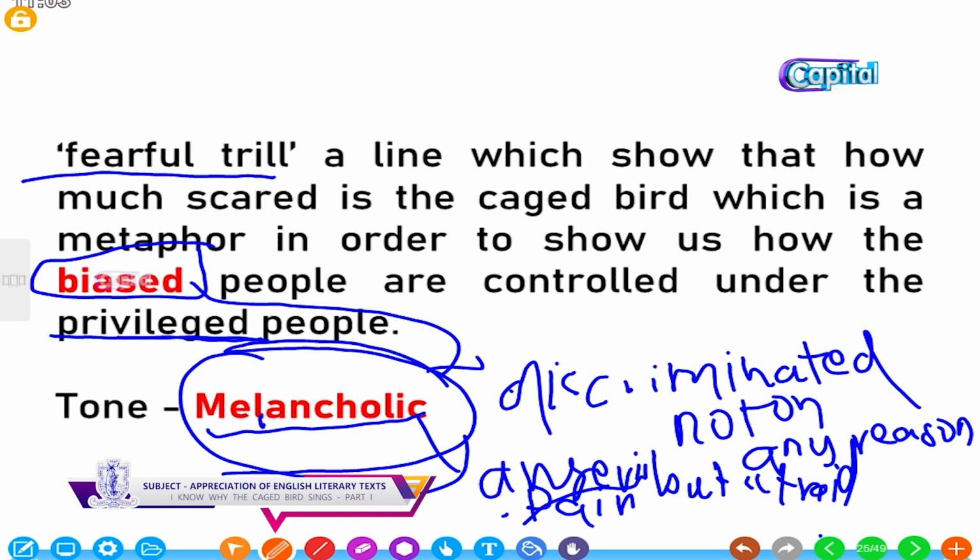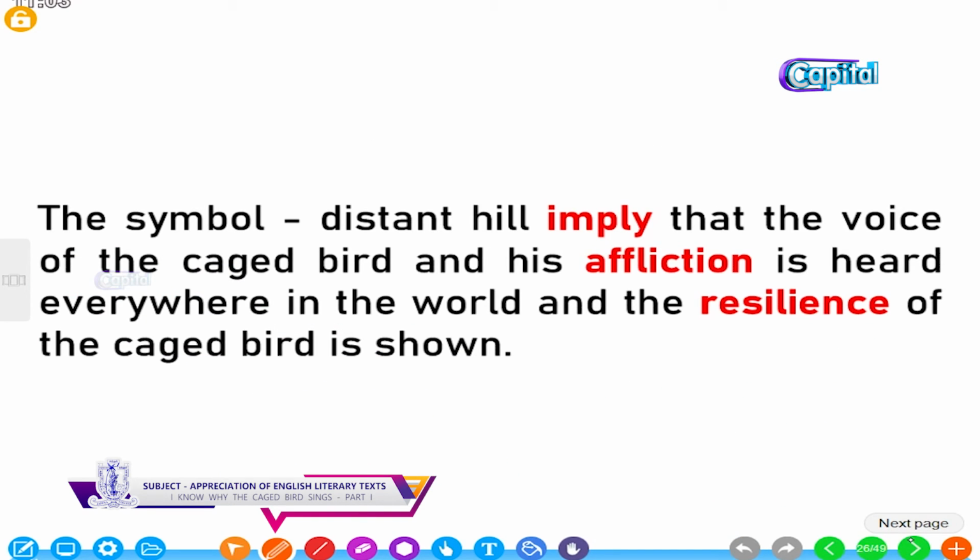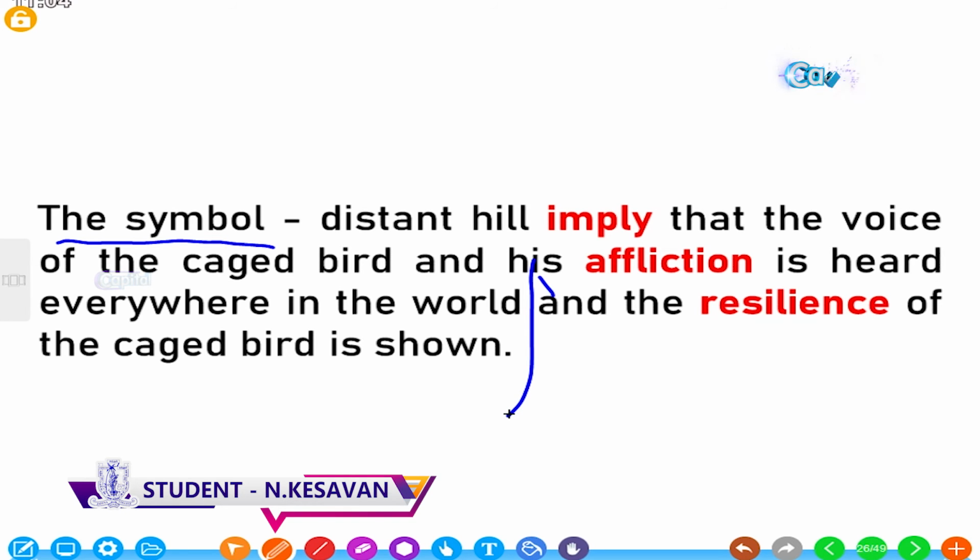So melancholic is the tone that you can refer to in the questions. If there are any lines based on the third stanza, you can refer to the tone as melancholic. Now, the next slide. Symbol, the purpose of the symbol. Distant hill implies that the voice of the caged bird and his affliction is heard everywhere in the world, and the resilience of the caged bird is sung. You have to separate this one from the first one and the second one. We're going to look at them differently.